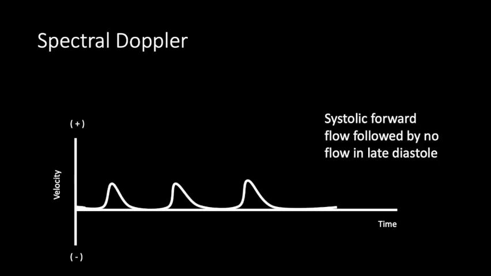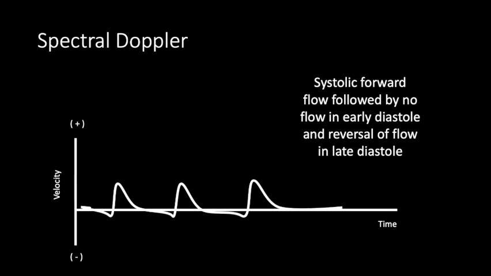Now, let's take a look at this waveform. Again, we see the systolic peaks with positive flow, but notice that after the initial flow forward, the curve approaches the zero flow line during diastole. So how would we classify this pattern? I'd say we have systolic forward flow followed by no flow in late diastole.